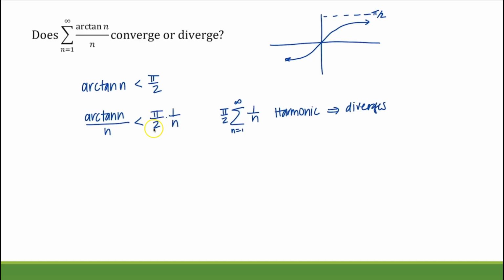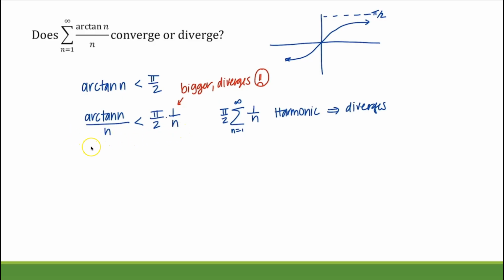So is this a helpful comparison? We have a bigger series here, and that series diverges. So unfortunately, no, that's not a helpful comparison. If I have something bigger that diverges, this smaller thing underneath it could still converge. It's smaller, so yeah, it could still converge. So unfortunately, this was not a helpful comparison.